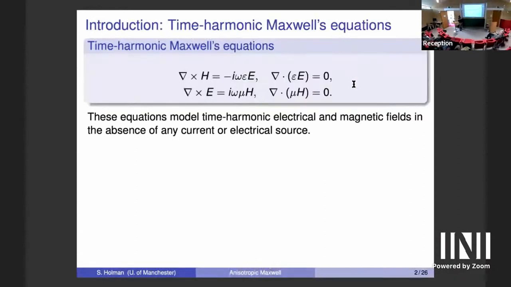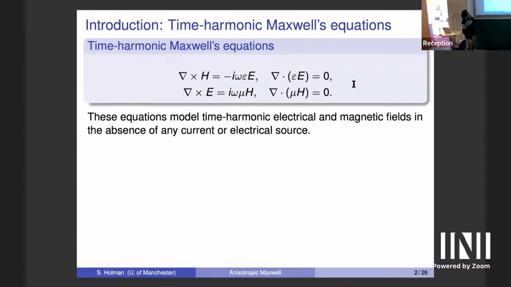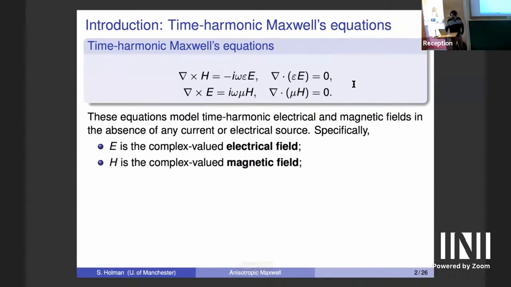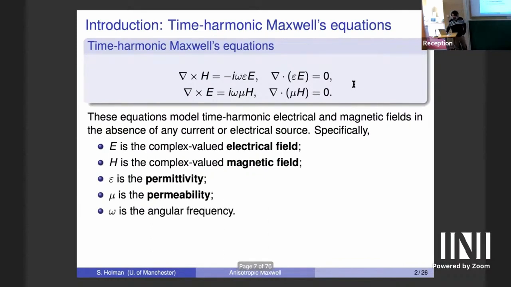All right, so we're looking at the time harmonic Maxwell equations, which are shown here, absent any current or electrical source. What we are interested in recovering are the parameters that appear there, which are epsilon and mu. Just to go over the things involved in the system of equations: E is the complex valued electrical field, the time harmonic field. H is the magnetic field. Epsilon is called the permittivity, one of the electrical parameters, and mu is the permeability. Omega is the angular frequency, and we'll just assume that omega is fixed for the rest of the talk.